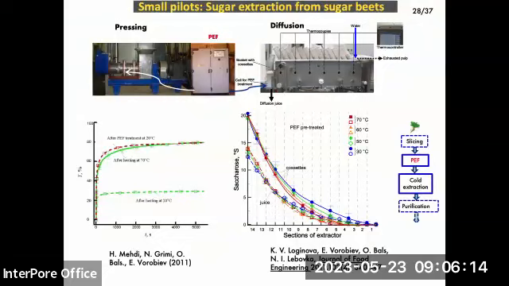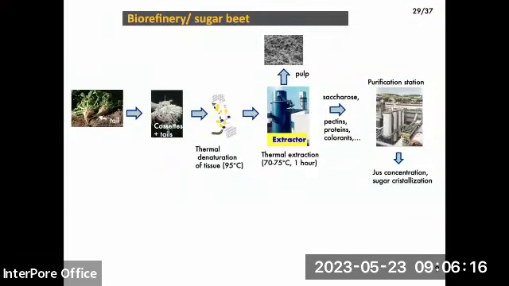And let us see how to do it on industrial scale. So here you can see the biorefinery based on the sugar beet. You can see the sugar beet with tails, then the sugar beet can be sliced to obtain the particles, and the existing technology to obtain the sugar. This is a thermal denaturation of tissue at about 95 degrees. And then the thermal extraction at about 70-75 degrees during 1 hour.